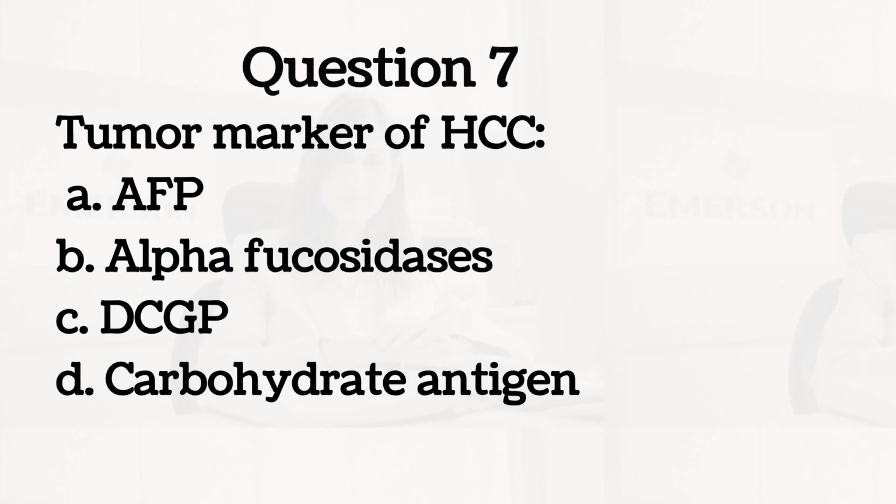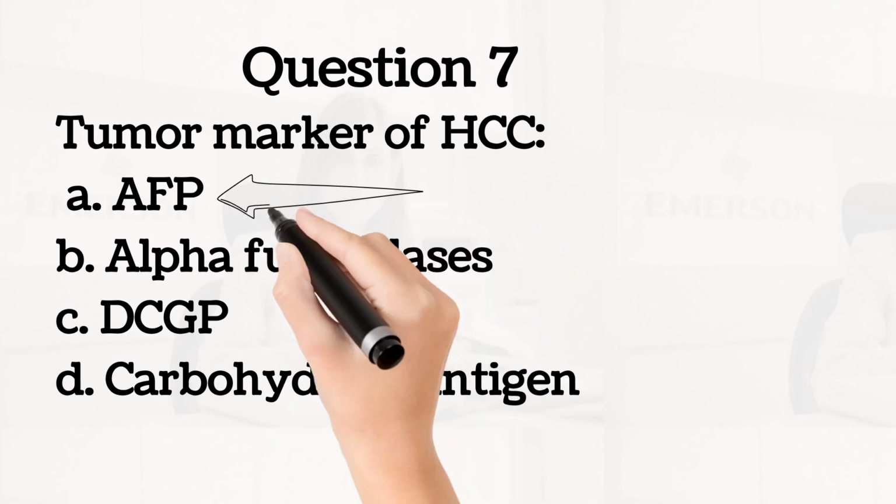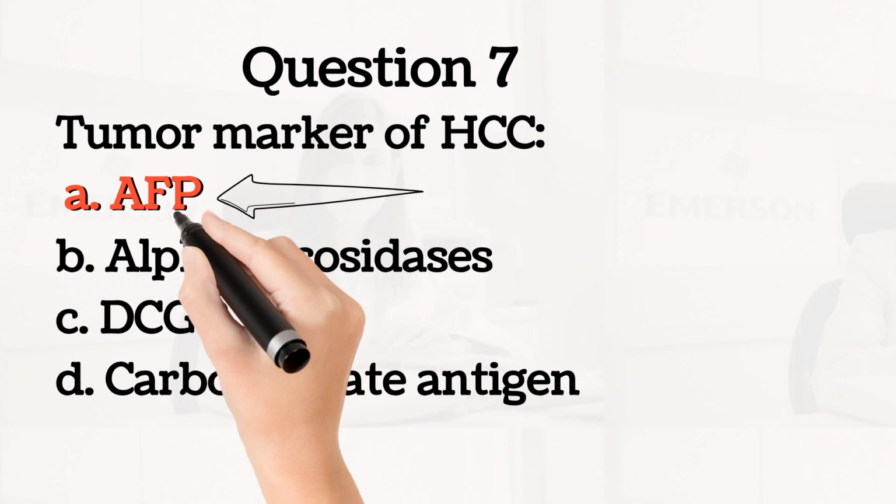Here comes the answer for this question. Hope you paused the video somewhere. HCC is hepatocellular carcinoma. AFP is alpha-fetoprotein, which is a tumor marker of hepatocellular carcinoma. That's the answer for question 7.